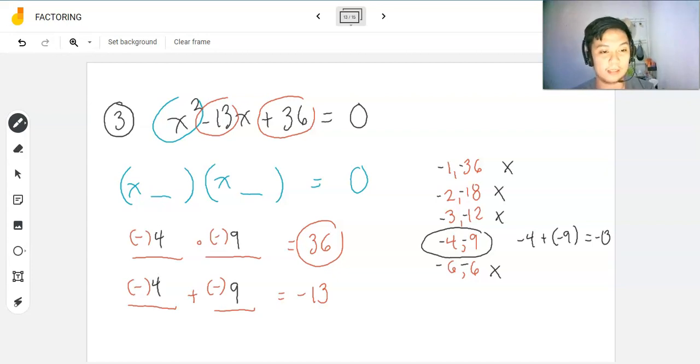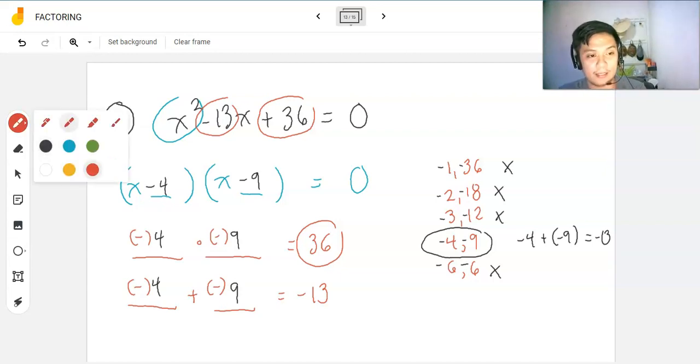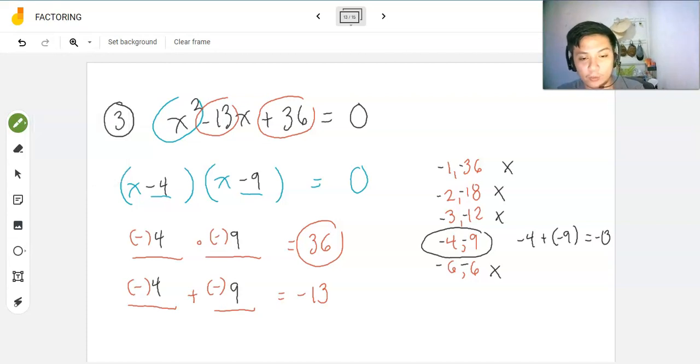So we'll just have to write, okay, the constant terms inside the parentheses. So we have negative 4 here and negative 9. So the two binomials whose product is the given quadratic trinomial are x minus 4 and x minus 9. So, anong next step natin? Mag-ZPP na tayo. So, gagawin lang natin ay ipakita that we equate both factors to 0. X minus 4 equals 0, and then x minus 9 equals 0.